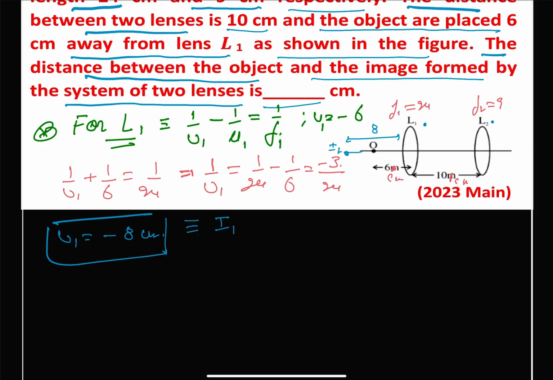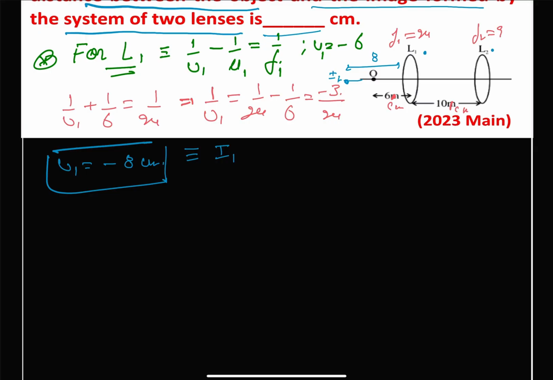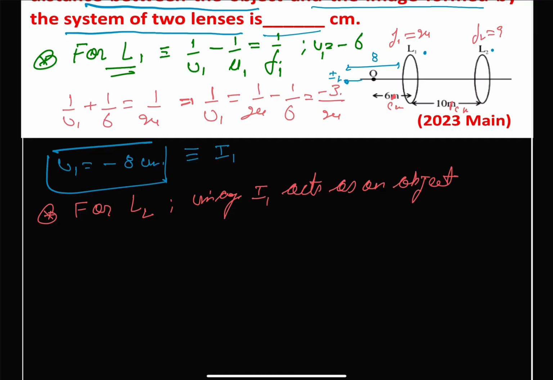And now we are going to find out for our L2. And this V1 will be acting as object for L2. So you can say for L2, image I1 acts as an object. So from here we can find out U2. So U2 will be the total distance, and this total distance will be 10 plus 8, that is about 18 centimeters. So U2 will be equal to minus 18 centimeters. And the focal length is given to us, that is our F2 is 9, and we need to find out V2.